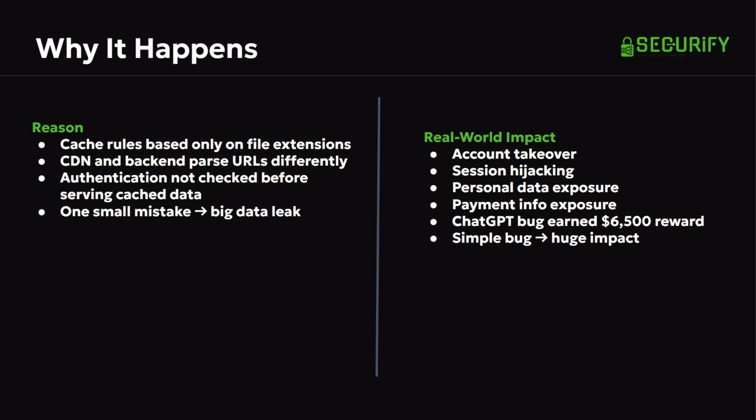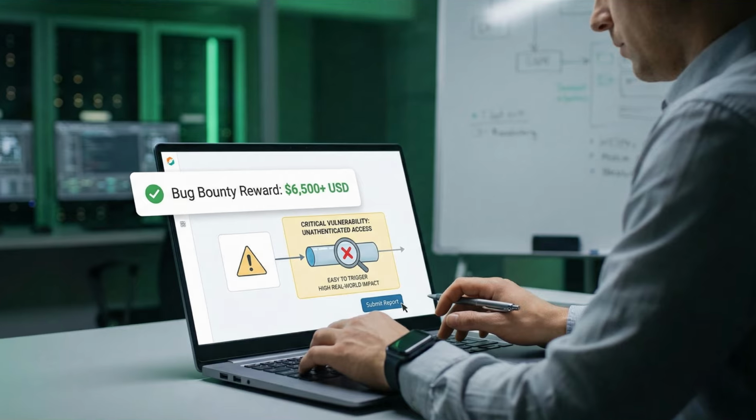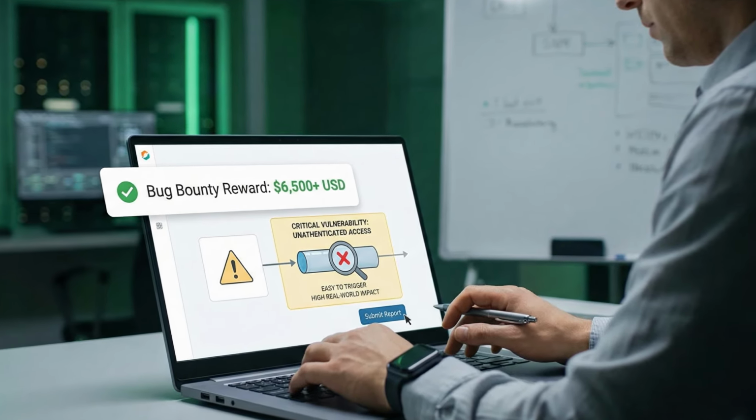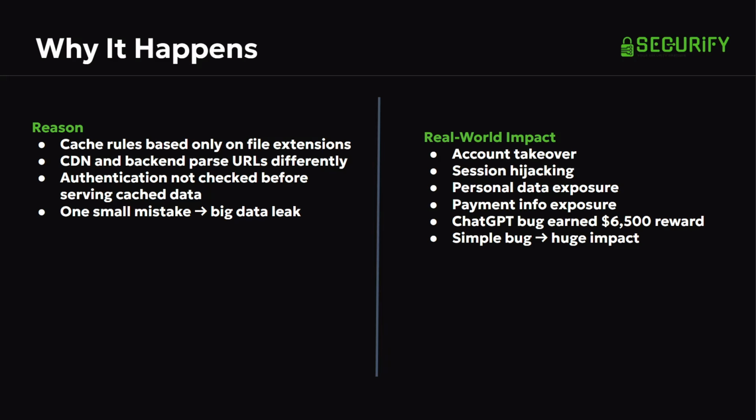And this is not just theory. The ChatGPT bug we talked about earlier earned the researcher more than $6,500 USD in bug bounty rewards. That was because the impact was real, serious, and easy to trigger once the mistake was found.